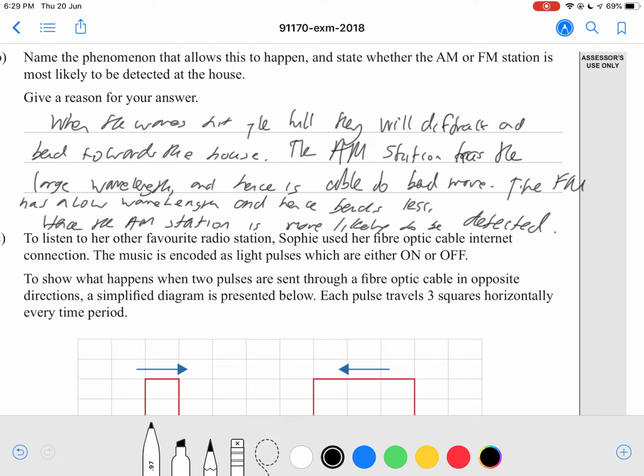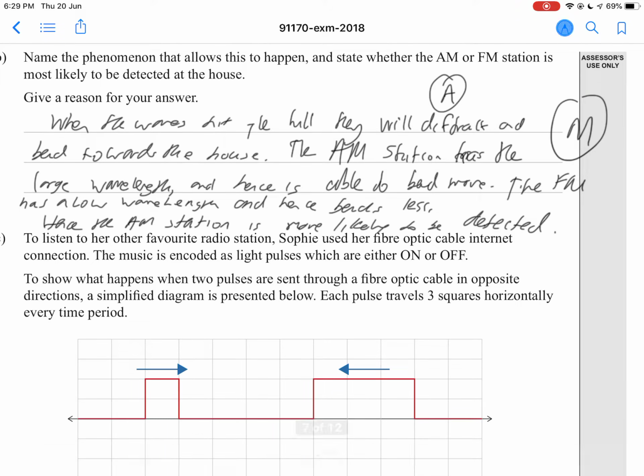Okay, so you're going to say that the phenomenon is called diffraction, and you're going to say that the AM station has an extremely large wavelength and is able to bend more, while the FM station has an extremely low wavelength and is bending less. Getting both of these points will get you the merit grade, okay? While getting diffraction will get you an achieved. So if you're mentioning diffraction, that will get you the achieved grade.